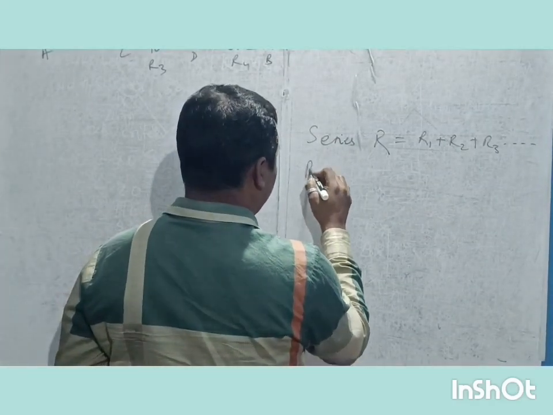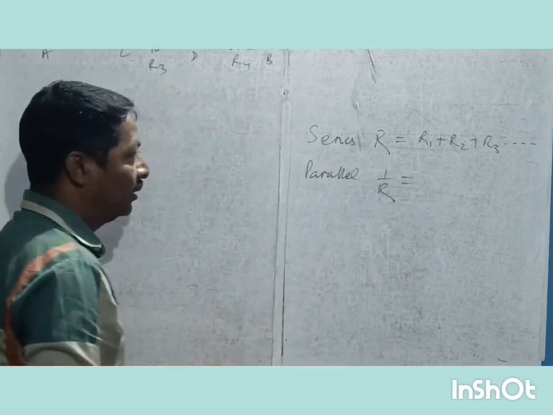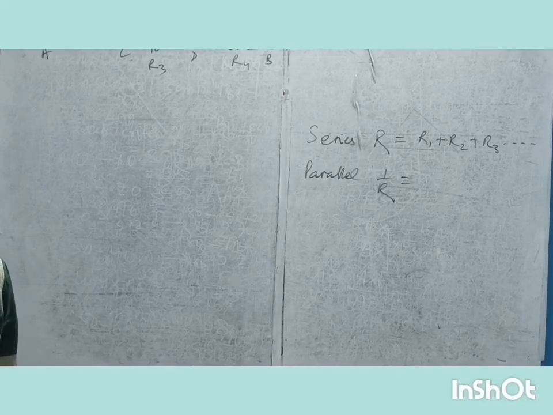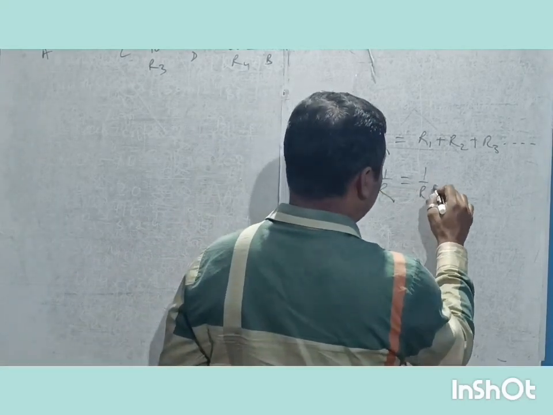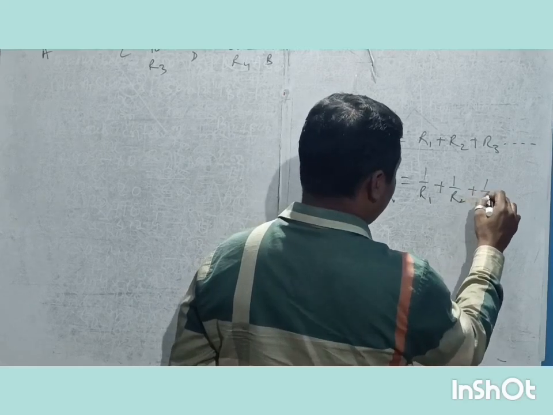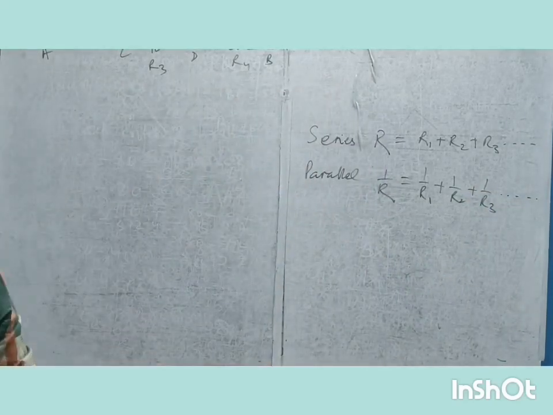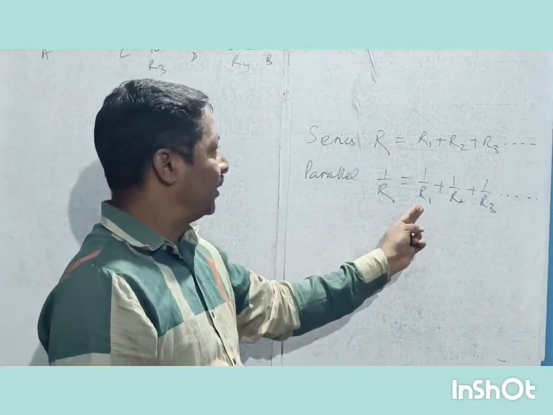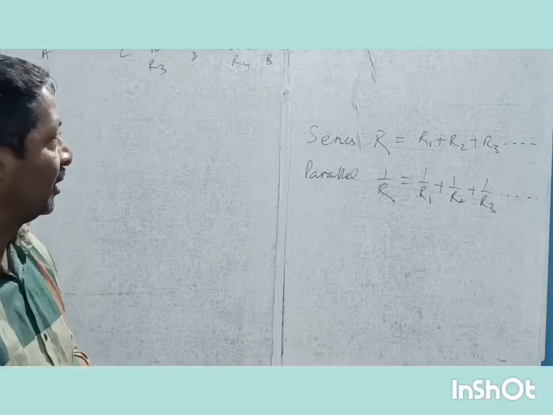In case of parallel, the equivalent resistance is not directly calculated. First, 1 by R is calculated and the reverse of the 1 by R value is the equivalent resistance. Okay? So 1 by R is 1 by R1 plus 1 by R2 plus 1 by R3 for 3 resistors like this. If 4 resistors, it will go up to 1 by R4. And if 2 resistors are there, then it will be up to R2 like this.